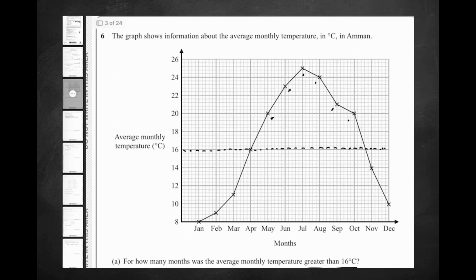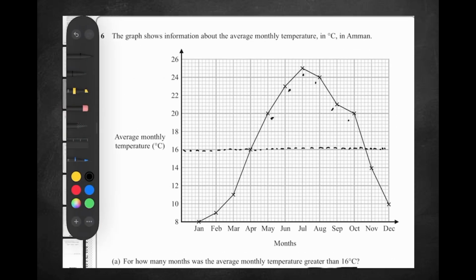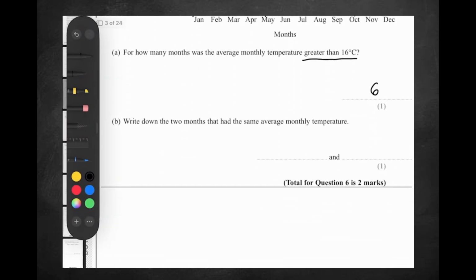Part B. Write down the 2 months that had the same average monthly temperature. So that's going to be 2 months where the cross is at the same height. So this one's 8, this one's 9, this one's 11, this one's 20, this one is 23, 25, 24, 21, 20, so we know they're both 20, 14 and 10. So the ones that are both 20 are May and October. May and October.